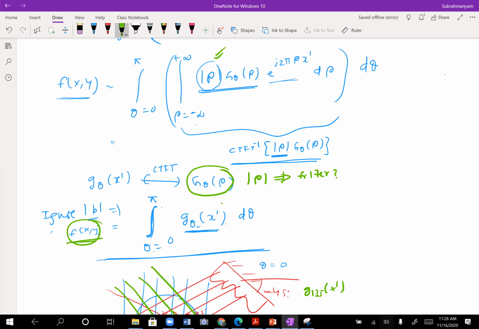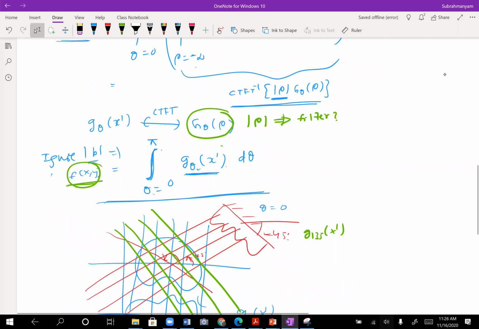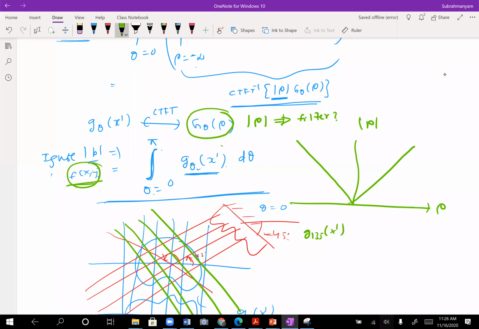What do you mean by low pass filter? What should it do? Can you draw how it looks? Does it not look something like this? Magnitude of rho. How would you decide what kind of filter this is? High pass. Yeah, high pass. In practice you put a cutoff here, so after that you could make it 0, but this is equivalent to a high pass filter.